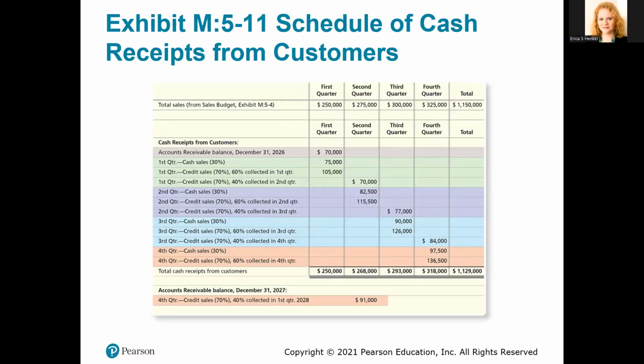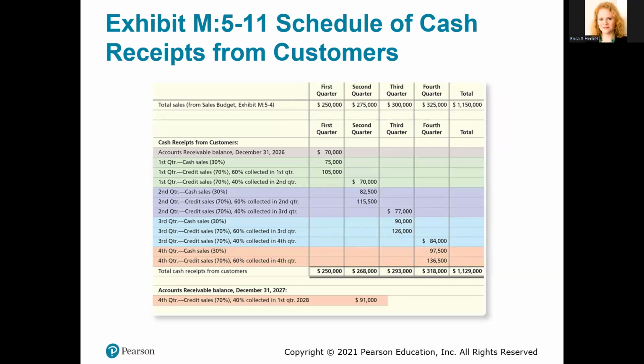Here we have a company that has total sales of $250,000 in their first quarter. And they have an accounts receivable balance at the end of the prior year of $70,000. So in that first quarter, of those sales, they expect that 30% will be cash sales. They will receive those immediately. So $250,000 times 30% is $75,000.